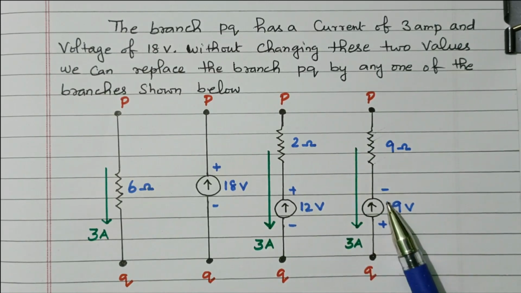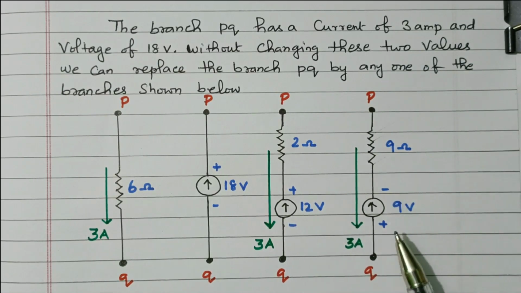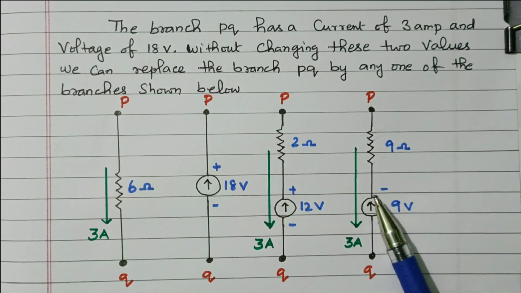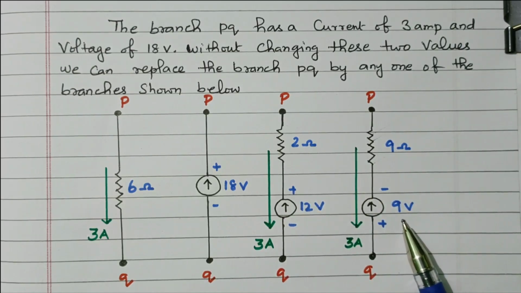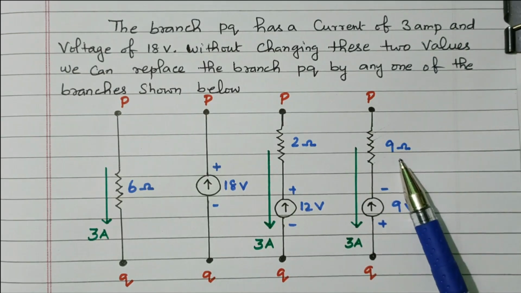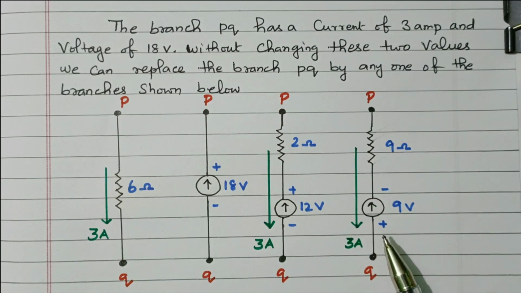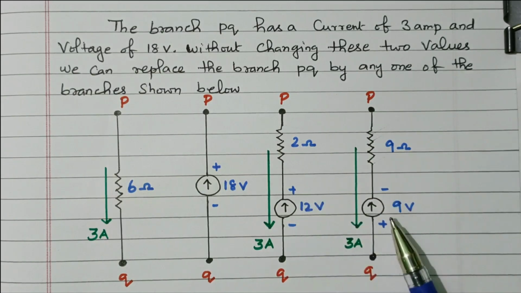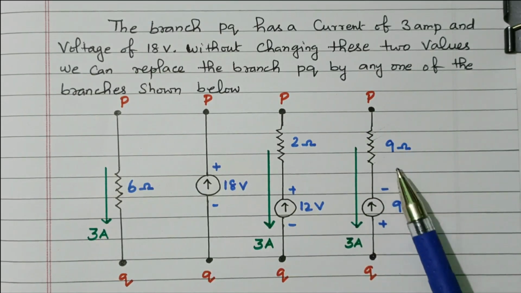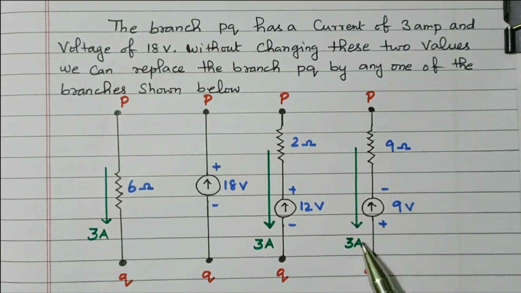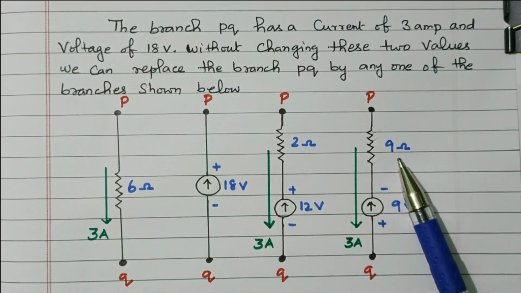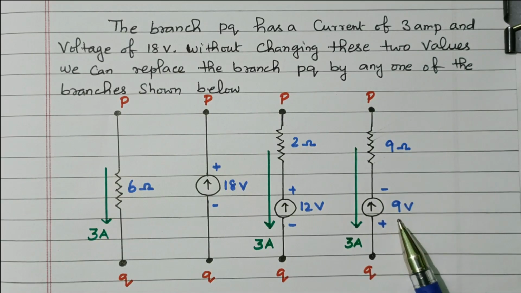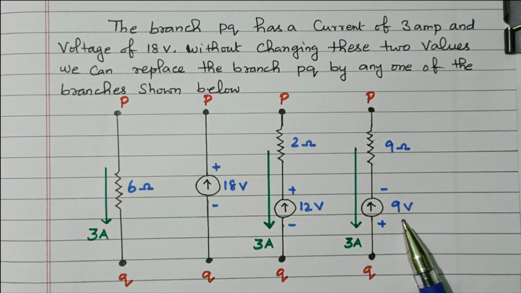Another possibility is the voltage source is connected in reverse. This terminal is negative and this terminal is positive, so we will get the negative voltage here. That is 9 volts in series with a 9 ohm resistor. The current is maintained as 3 ampere. So here minus 9 volts is available, as the terminals are reversed. What is the voltage drop across this 9 ohm? 9 into 3, 27 volts. Plus 27 volts will be there. From 27 we need to subtract minus 9, so that we will get the 18 volts.